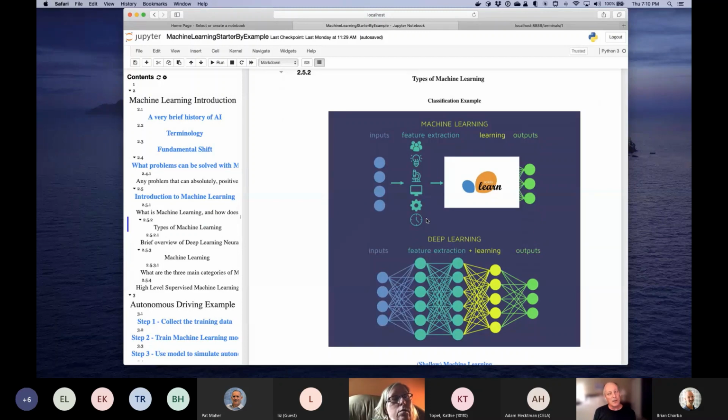All right, so I'm going to talk about, there's lots of different types of machine learning, so I'm going to keep it a little bit high level. But there's essentially, I classify it as two major types of machine learning. There's machine learning, and then there's deep learning.